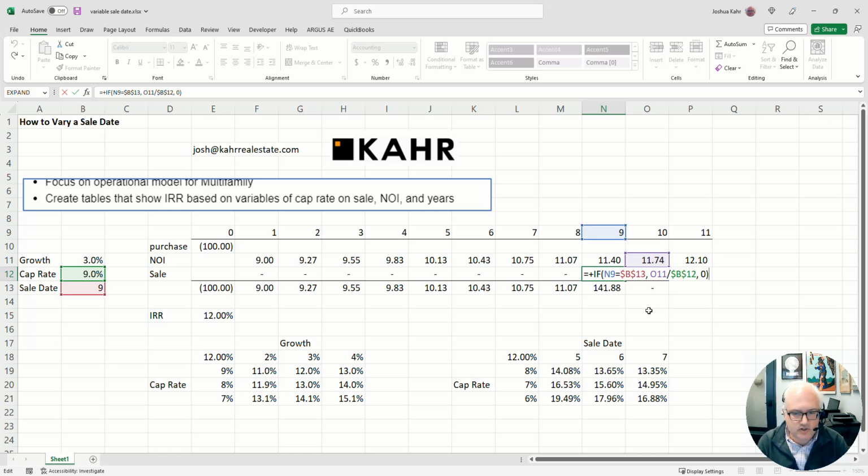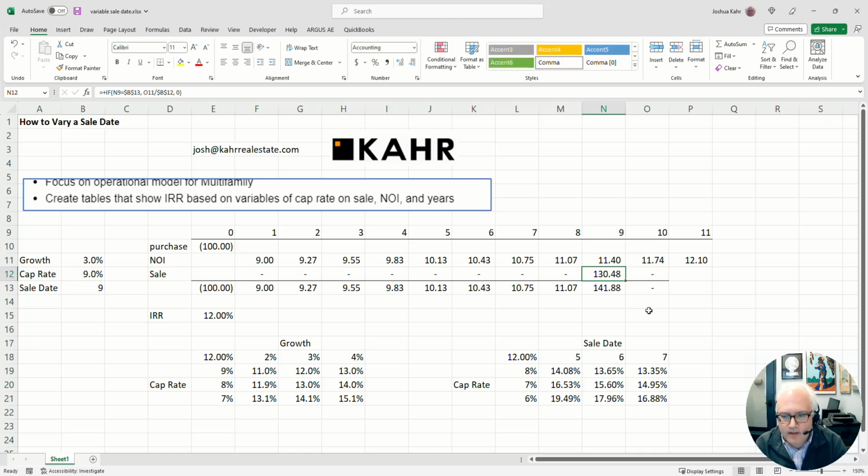It just says do the sale in the year when the sale should be, right? So in year 9, if that's when we're selling it, if N9, that is to say the year we're in, is equal to the date of sale, then take the NOI divided by the cap rate. If not, do a 0. So it'll only show the sale down here, right? Okay, only calculate the sale in the year that matters.